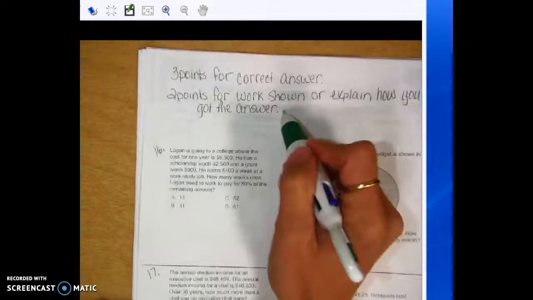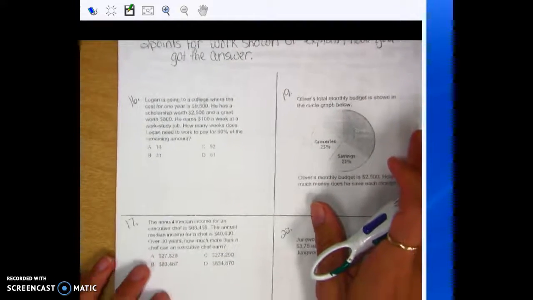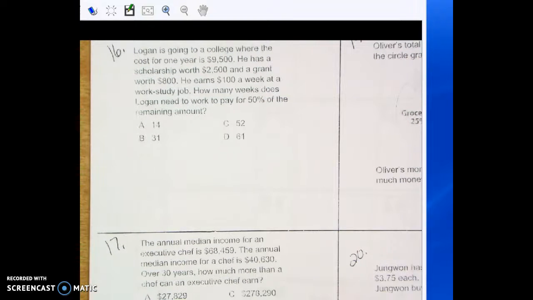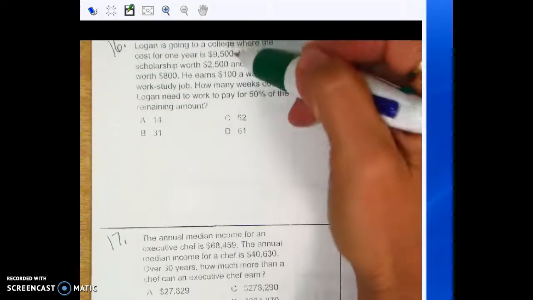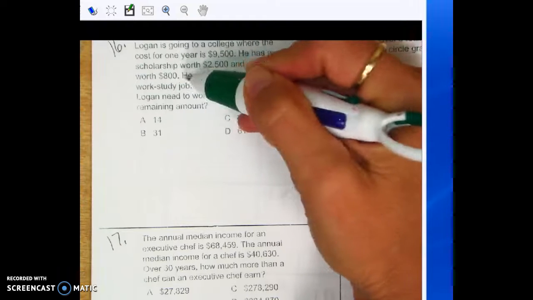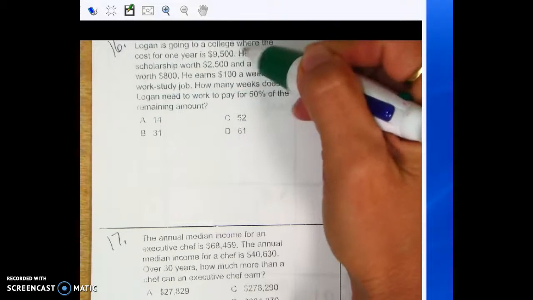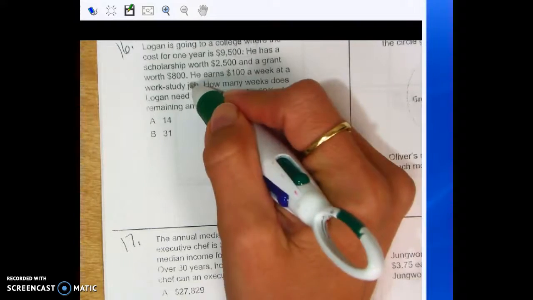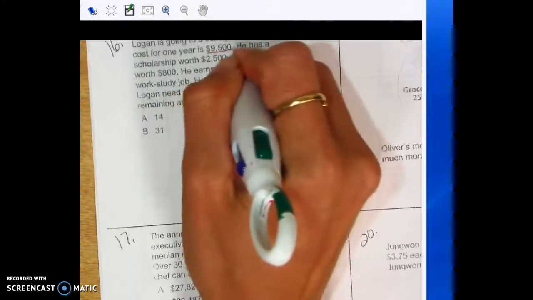Now let's look at the back. Don't forget you have to show your work in order to get full credit on these. All right, number 16. Logan is going to a college where the cost for 1 year is $9,500. He has a scholarship worth $2,500 and a grant worth $800. Both of those things are money that helps you pay for college. So he owes this, but he's not going to have to pay these two. So we get to take away these two from the amount that he owes. So we are going to subtract the $2,500 and the $800 from what he owes right here.